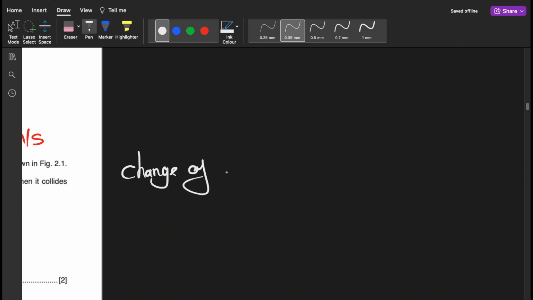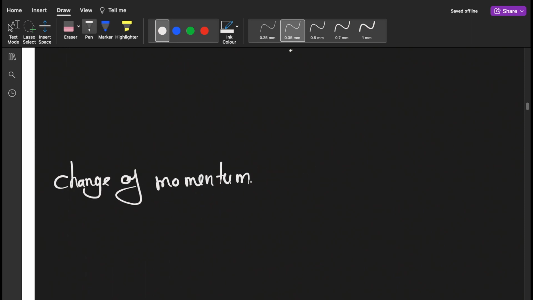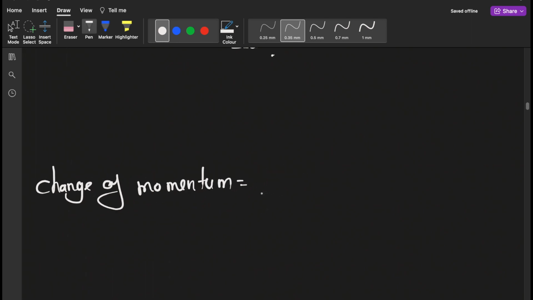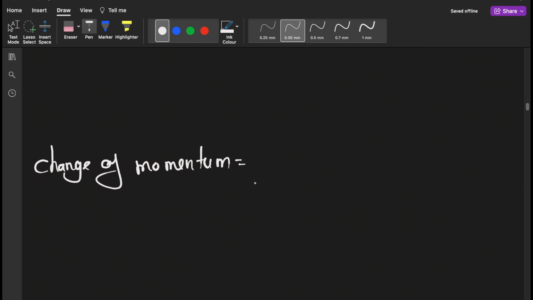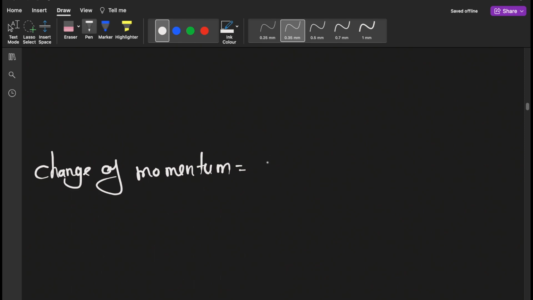Change of momentum. Okay, first tell me, what is momentum? Momentum is mass into velocity. Mass into velocity. Then why are you hesitating?